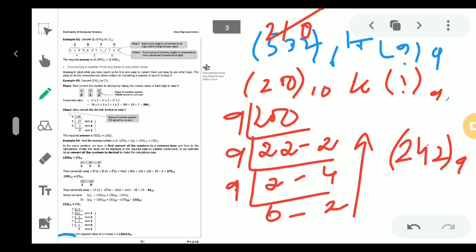Now we are moving to another sum. The first step is that whatever base is there, first convert it into the decimal base, and from the decimal base you convert into the final destination base.